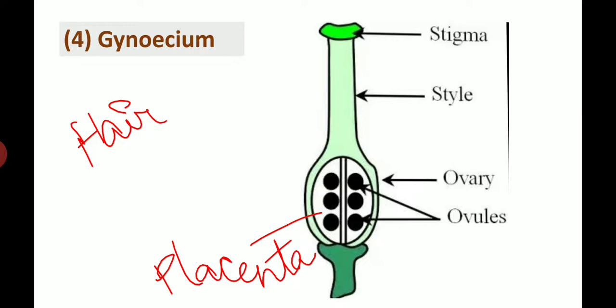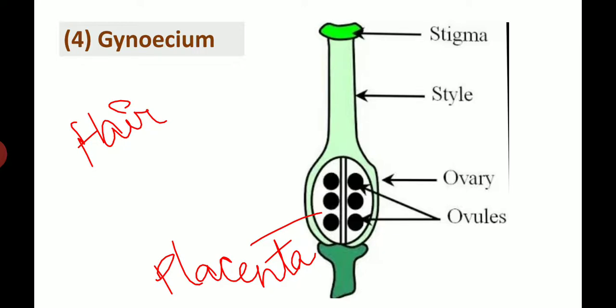So again, I am repeating, gynoecium is the female part of the flower, which is also known as the carpels or pistil. It mainly consists of three parts. The upper terminal knob-like part is called the stigma, which is covered with hair-like structures. Basically, this stigma is the landing portion of the pollen grain during pollination.